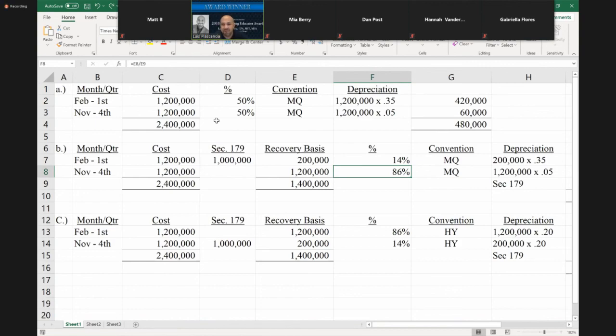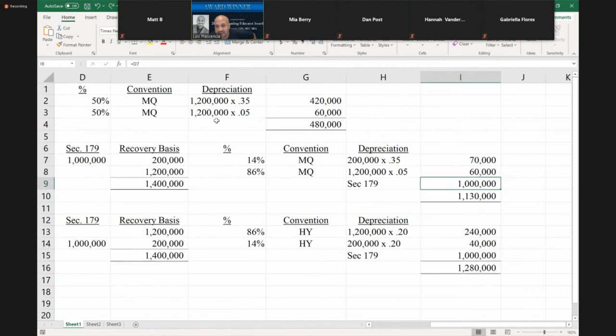It did give more depreciation because you're using section 179 automatic deduction. So that's $1 million, but mid-quarter still applies. This is still a lot more, $1,130,000 than 480. So it's still a lot more than just using regular depreciation. Everybody okay with that part, right?